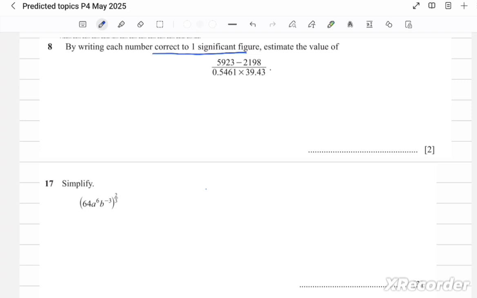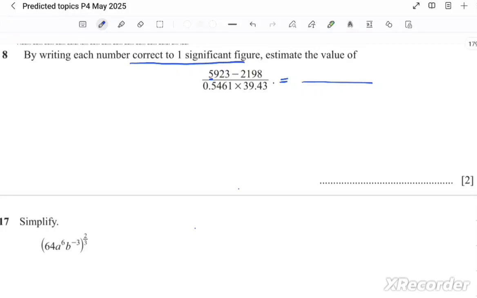Okay. So in this case, if you correct it to one significant figure, the first significant figure is 5. Look at the next digit, which is 9. So it's 5 or more. You round up, so it will be 6,000. The same for 2,000. The first significant figure is 2. Look at the next digit, it's 1. It's less than 5, so round down. So it's 2,000.